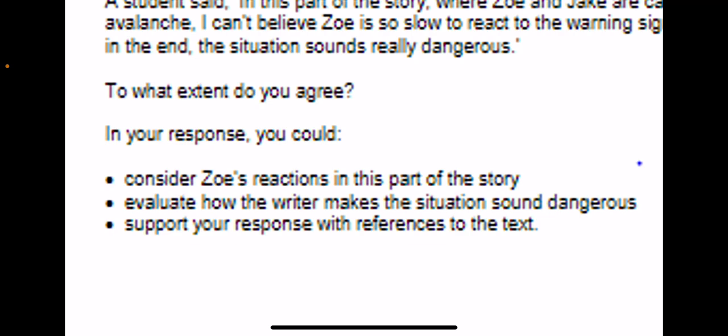Now, your teacher probably will have told you that the easiest thing to do is to agree with a statement. And I agree, it is. You will find that in the extract, Zoe is slow to react and that the situation sounds really dangerous. However, there will be parts within the text that you can argue against. So maybe she is slow to react because the warning signs weren't obvious to her. They might have been obvious to us as a reader. Or the situation sounds really dangerous, but that's only because we've read the text and there's foreshadowing at play. So if you're thinking about aiming for those top bands, you can be perceptive and you can show that you can argue against what the statement says. But obviously you've got to back it up.